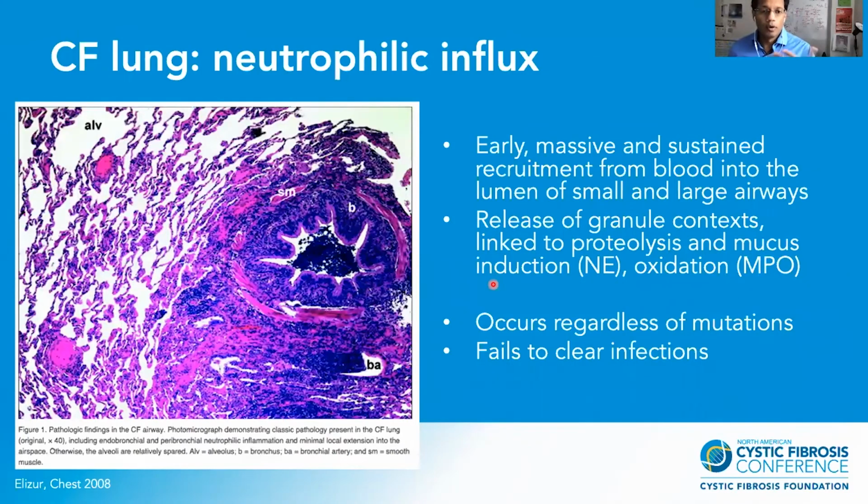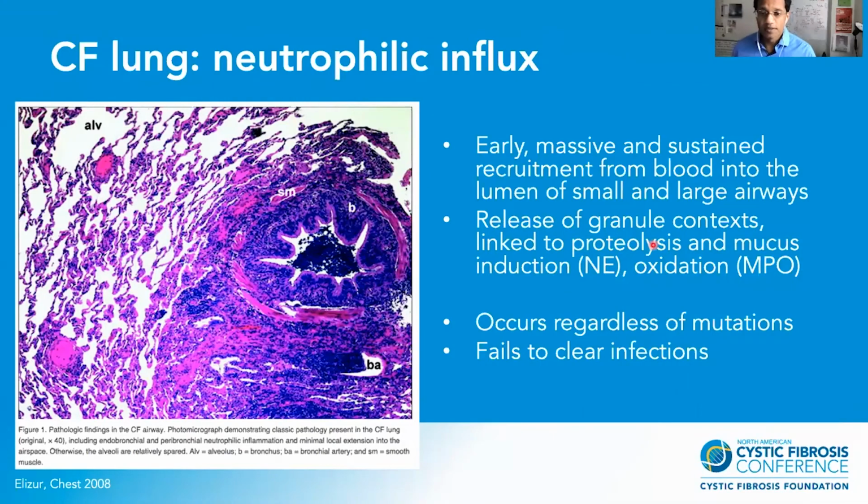If you look at a slide of a CF tissue, what you see that's really striking is this accumulation of neutrophils in the lumen of bronchi. It's early, massive, and sustained. And this is to paraphrase a paper from Dr. Quentin. What's happening also with these neutrophils is that they don't just hang around the lumen, they release the content of their granules. And some of these molecules are very, very toxic. So neutrophil elastase is a major one.